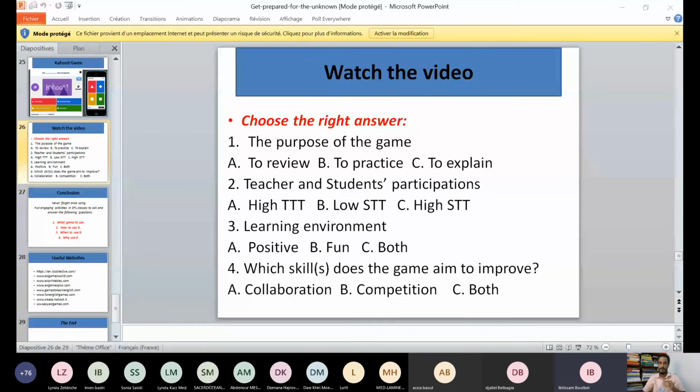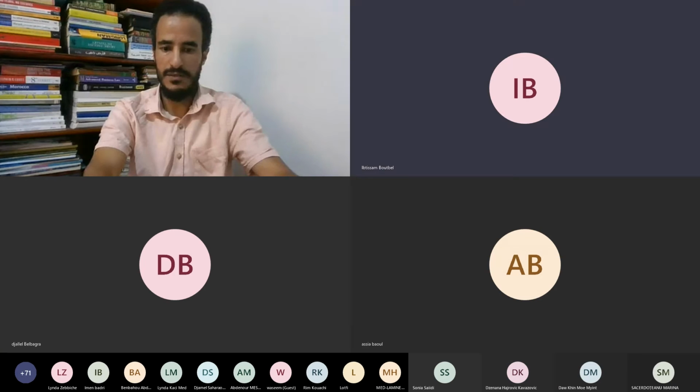Please, can you just share it again, because they could not see the conclusion and the last slide. They are not visible for the participants. Now it's visible? Not yet. The conclusion, okay. Do you want me to stop and share again? Please, if you can, yes. Okay, I'm going to share again.